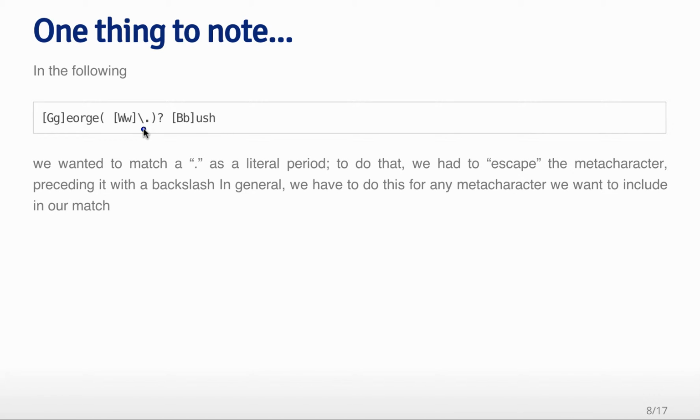Something to note is that here we actually had to escape the character dot, and that's because dot can be viewed as a meta character, and so by adding this backslash, what we've done is said don't consider this to be a meta character, consider it to be the literal dot.